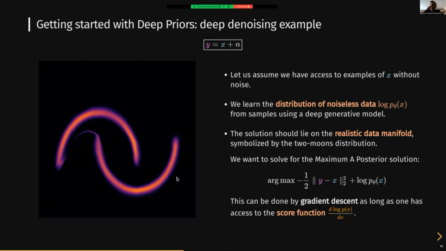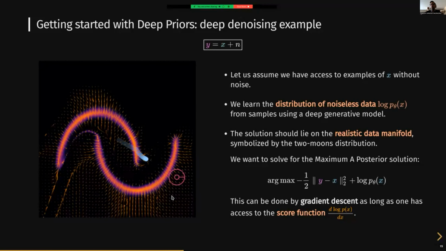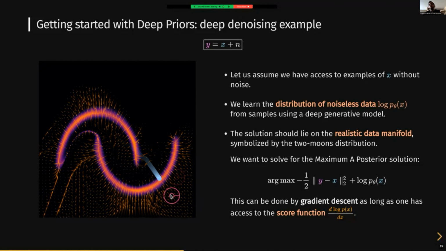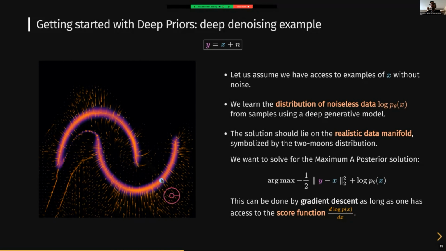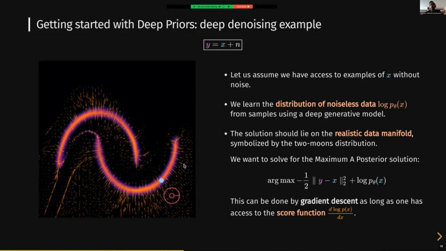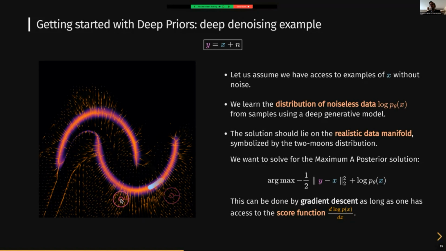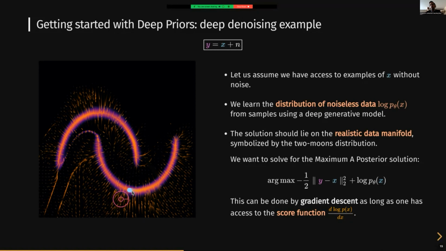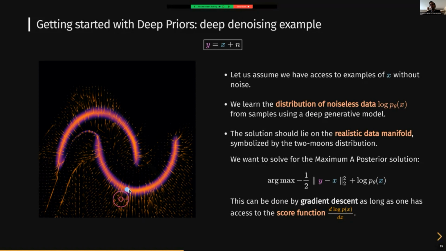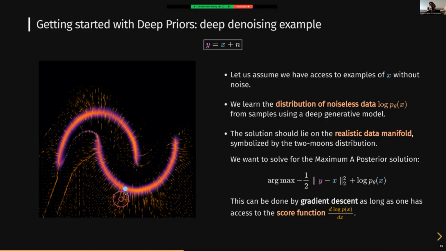Let me show you in practice what this would look like. Let's say that this purple circle here would be my data point. And this blue point here is the solution of this optimization problem. So you can see that if I move my data point around, this optimization problem, as it is being solved, wants to push the solution to a point that remains in this data manifold here, but that is also very close to the observed data point there.